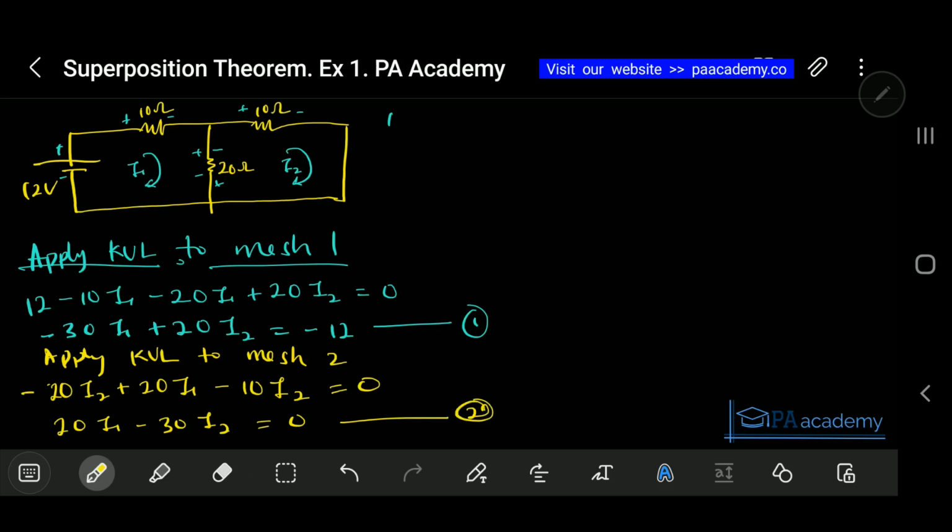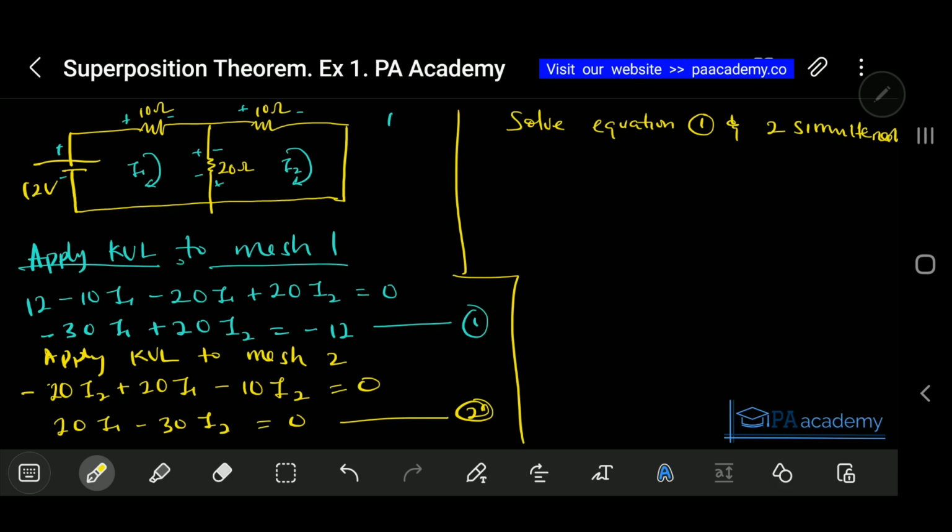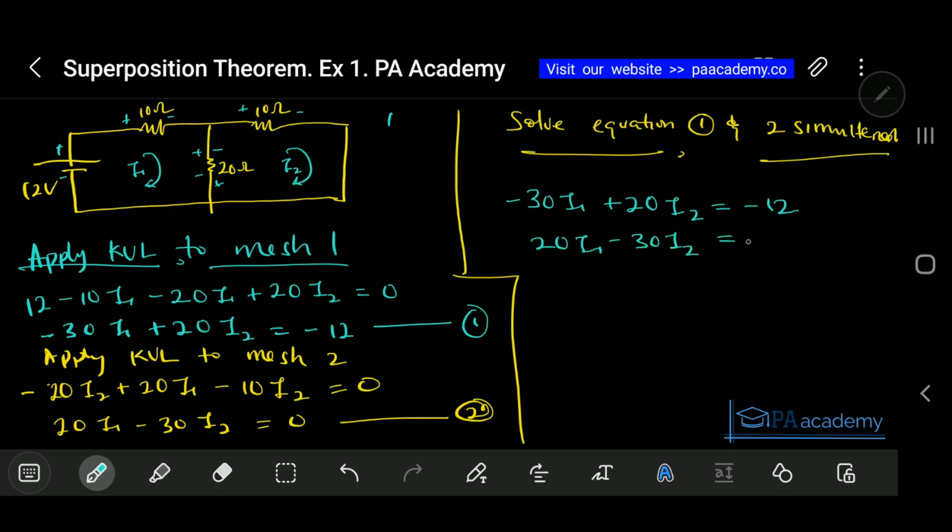Again, what we'll do now is solve equation 1 and 2 simultaneously. Let me write: our equation 1 is given as minus 30 I1 plus 20 I2 equals to minus 12, and our equation 2 is 20 I1 minus 30 I2 equals to 0.